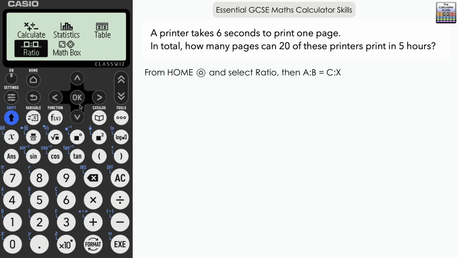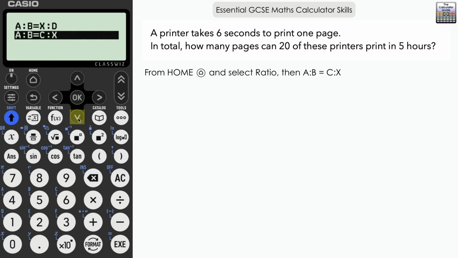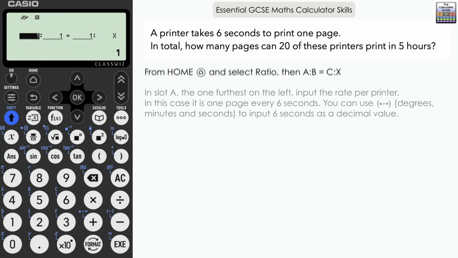So ratio app, again I'm going to choose the bottom one. Next question I will show you one that might use the top arrangement of that, but I generally prefer the bottom one. So a printer takes 6 seconds to print 1 page. Now we're going to have to multiply this up because we've got 20 printers in the second bit of the scenario. So I'll show you how this works, and we'll also use the degrees, minutes and seconds, also known as the time feature, which is shift and plus here to help us out.